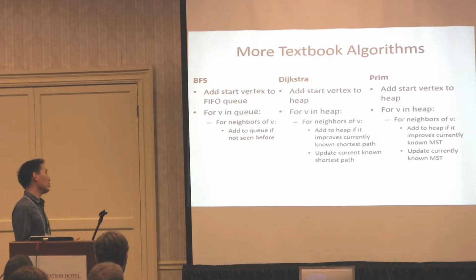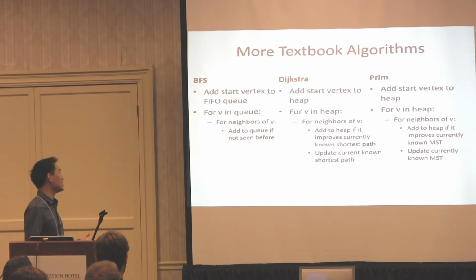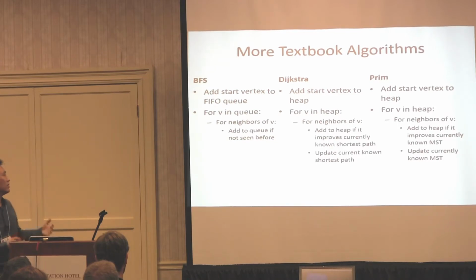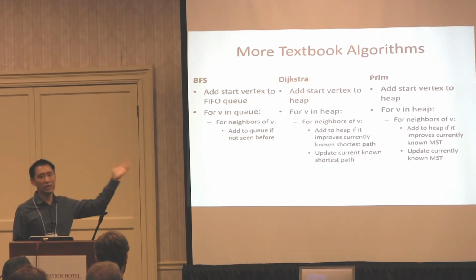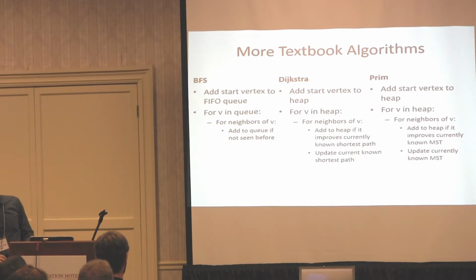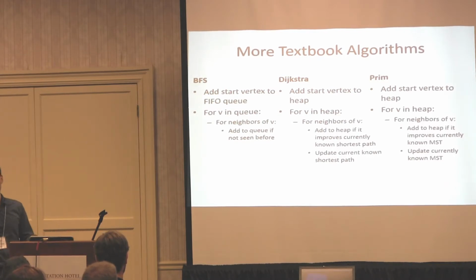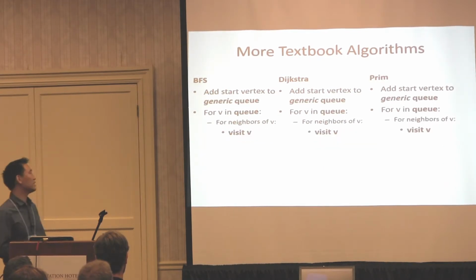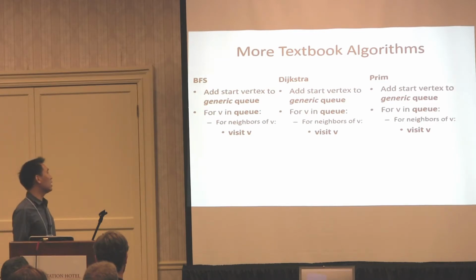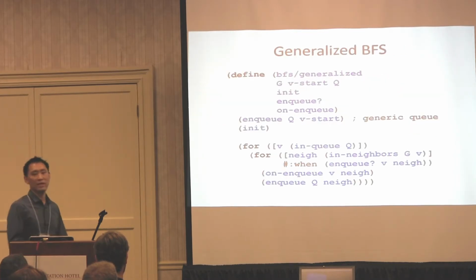So here are 3 sample graph algorithms. You don't actually have to read the details, but what I want to show is that they pretty much all have the same shape. This is breadth first search, Dijkstra's shortest path, and Prim's algorithm for computing a minimum spanning tree. They just differ in a few details. And so if you just abstract at a few key points, then you can implement them all in the same way. And so that's what my library does.